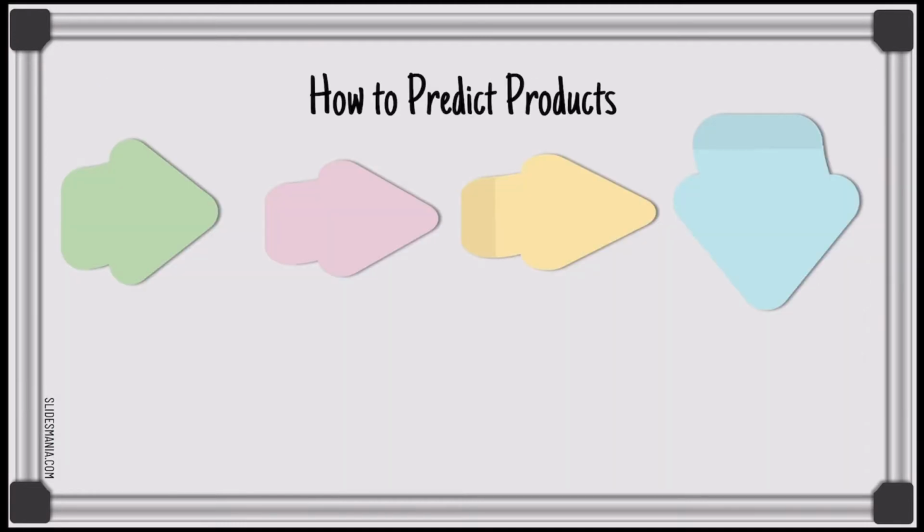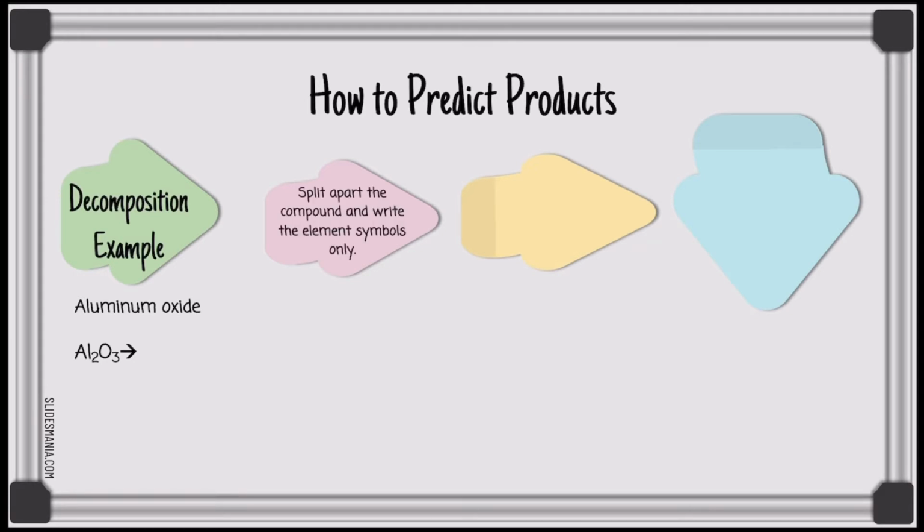Let's take a general look at how to predict the products for a decomposition reaction. We'll use aluminum oxide as our reactant. So the formula for aluminum oxide is Al2O3. When aluminum oxide decomposes, we write the products separately as element symbols only. Remember to not transfer the subscripts to the products.